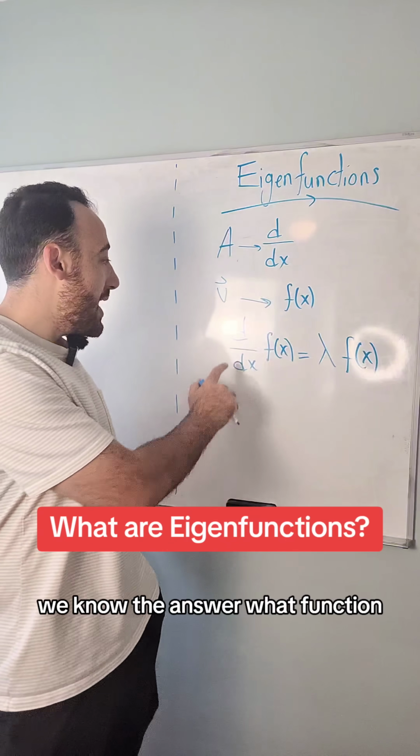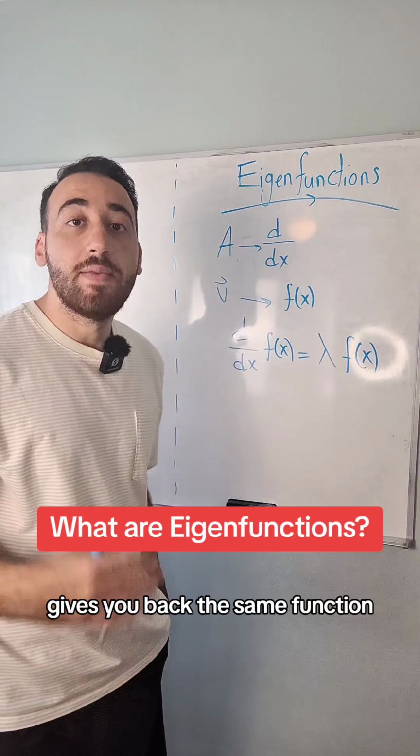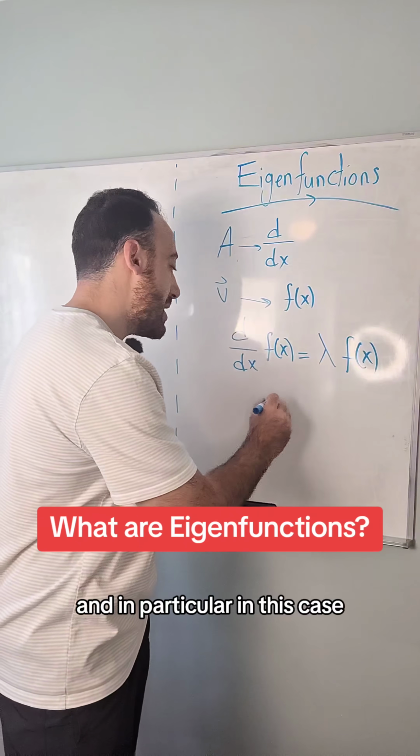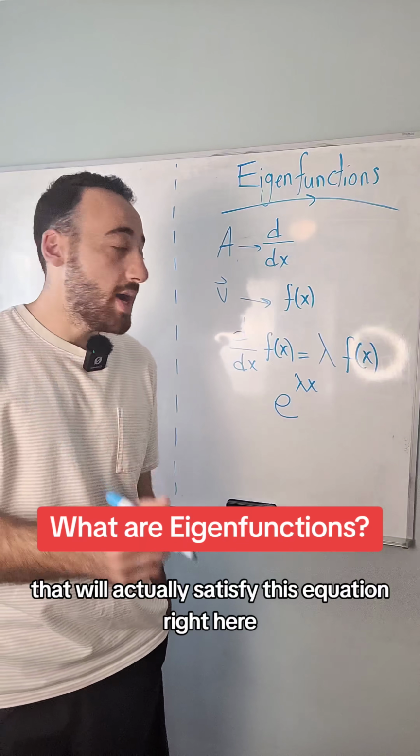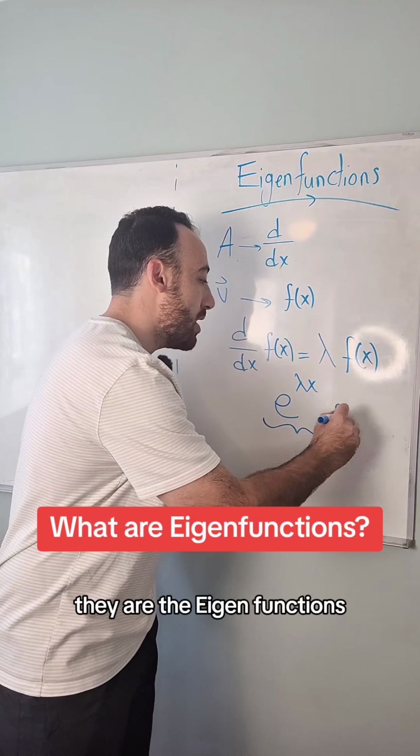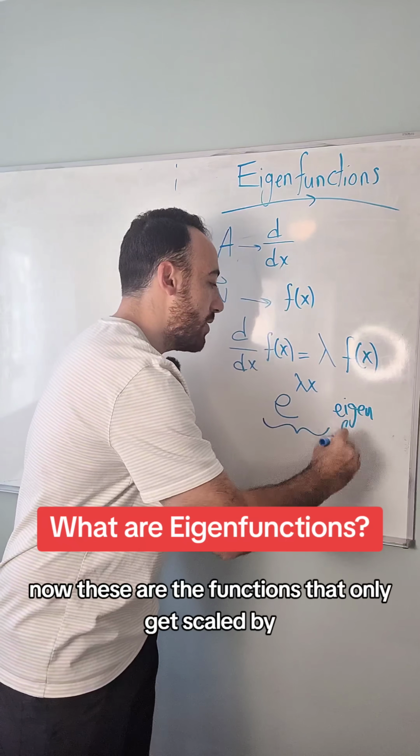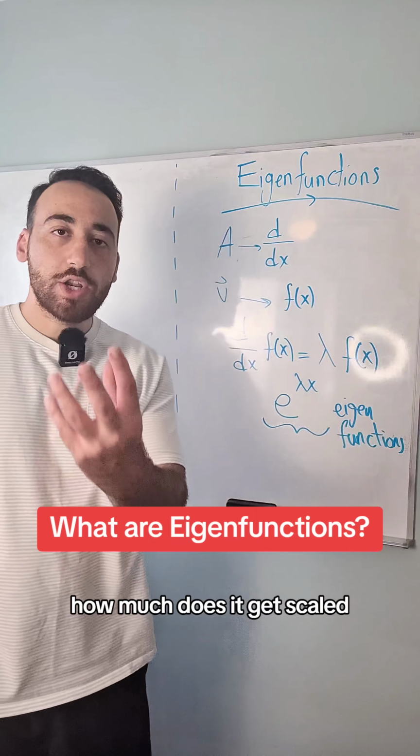And of course, we know the answer. What function, if you take the derivative, gives you back the same function? That's the exponential function. And in particular, in this case, we have e to the lambda x. That will actually satisfy this equation right here. And so what we label these functions, they are the eigenfunctions now. These are the functions that only get scaled. By how much does it get scaled?